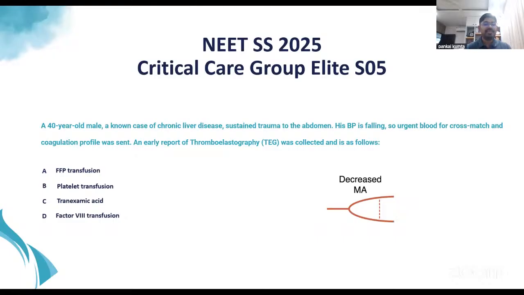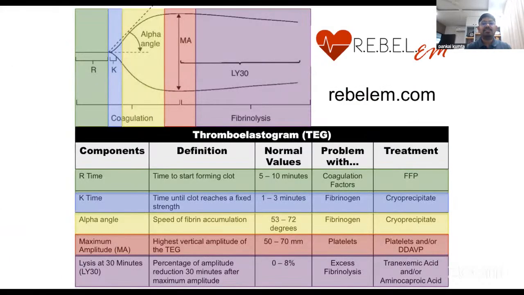So FFP, Tranexa, and factor VIII may be considered in other situations, but here the MA is your primary. So let's look at it, the maximum amplitude. So look at the major options that we look at here. There's a quick run through. You can keep this as a quick reference and that will help you clear the exam faster.